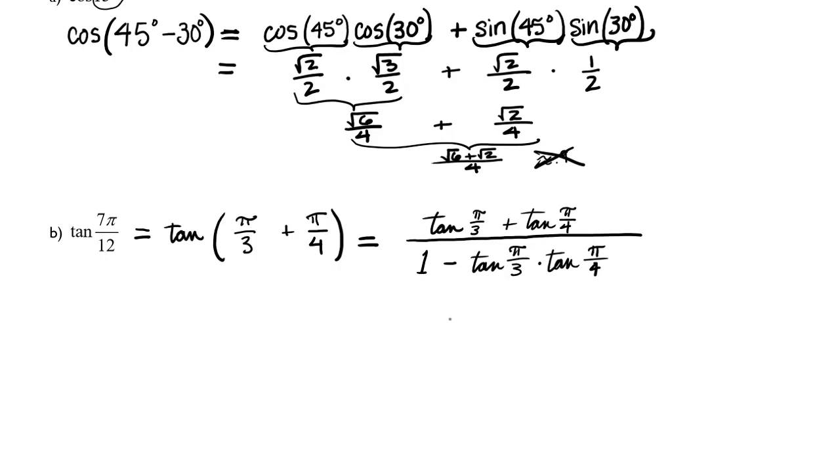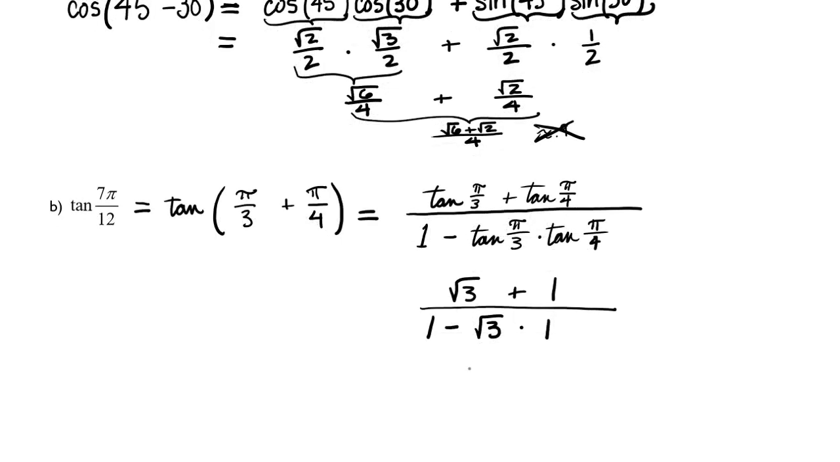Tangent of pi over 3 is the square root of 3 plus tangent of pi over 4 is 1, all divided by 1 minus square root of 3 times 1. We can simplify that further. The square root of 3 plus 1 over 1 minus root 3.